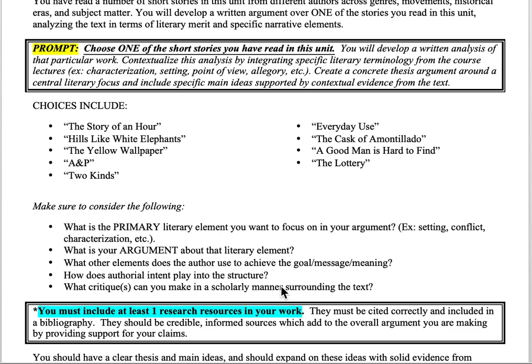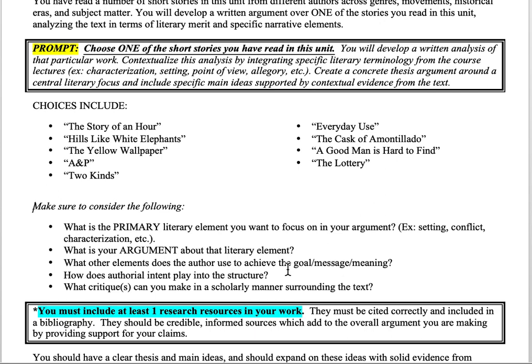So that doesn't mean that I only include just setting for Cask of Amontillado. I can integrate other elements as well to achieve this goal or message or meaning. I can talk about the conflict between man versus man, between Fortunato and Montresor. I can talk about the historical context surrounding Carnevale. I can talk about the thematic issues or the symbolism or the motif of Amontillado. I can talk about the setting of the catacombs and why they're important. All of this I can absolutely talk about, but my central thematic argument is going to be about sort of one idea.